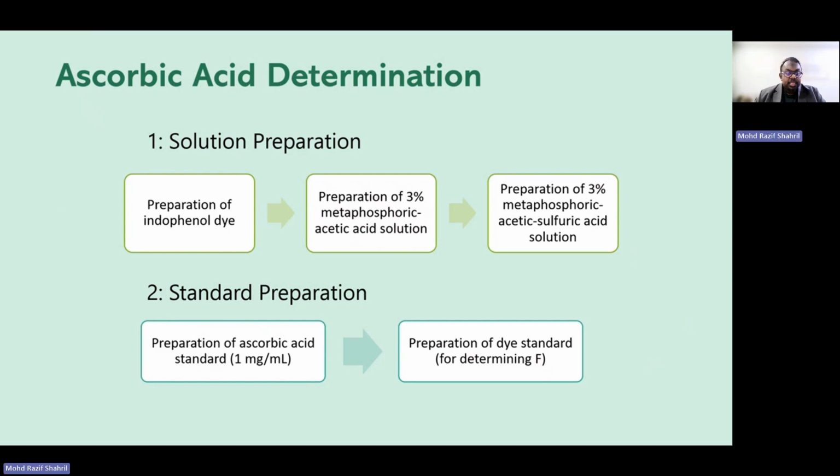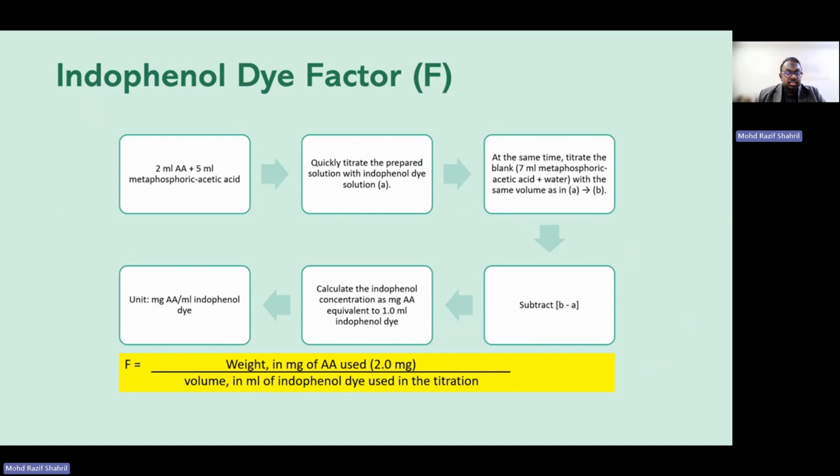To find the ascorbic acid content in the orange juice in milligrams per 100 ml, we take our F value and multiply it by the volume of the dye used for the sample minus the volume of dye used for the blank, and multiply that by 100 over the sample volume. If we were testing orange peel, we use a slightly different formula that factors in the total volume of the prepared sample over the weight in grams.